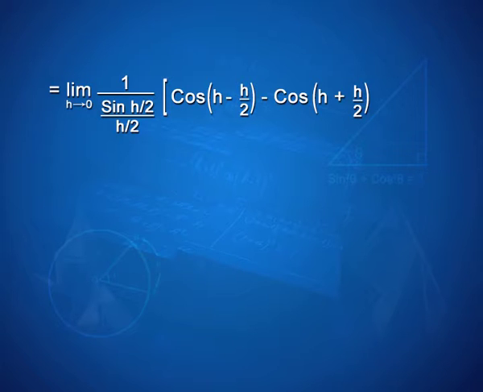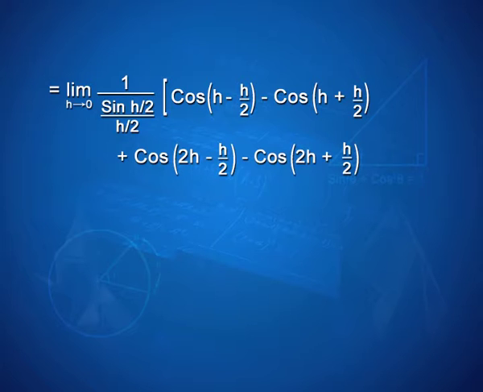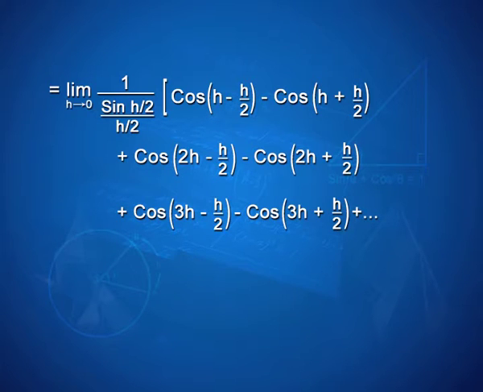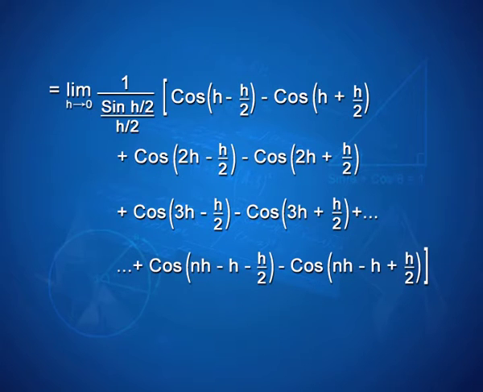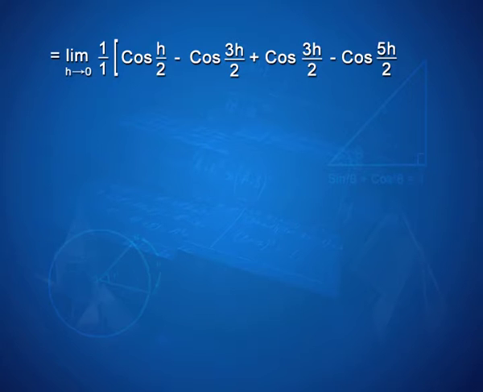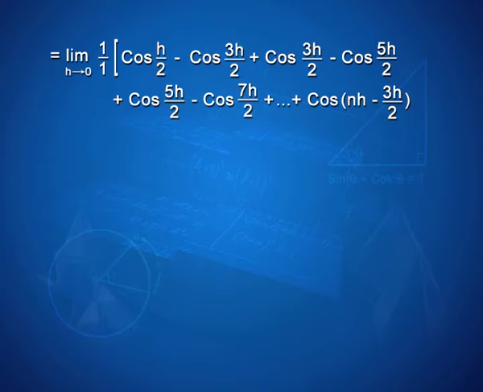That is equal to limit h tends to 0 h upon 2 sin h upon 2 into cos of h minus h upon 2 minus cos of h plus h upon 2 plus cos of 2h minus h upon 2 minus cos of 2h plus h upon 2 plus cos of 3h minus h upon 2 minus cos of 3h plus h upon 2 plus so on plus cos of n minus 1 h minus h upon 2 minus cos of n minus 1 h plus h upon 2, that is equal to limit h tends to 0 h upon 2 sin h upon 2 into cos h upon 2 minus cos 3h upon 2 plus cos 3h upon 2 minus cos 5h upon 2 plus cos 5h upon 2 minus cos 7h upon 2 plus so on plus cos of n h minus 3h upon 2 minus cos of n h minus h upon 2.